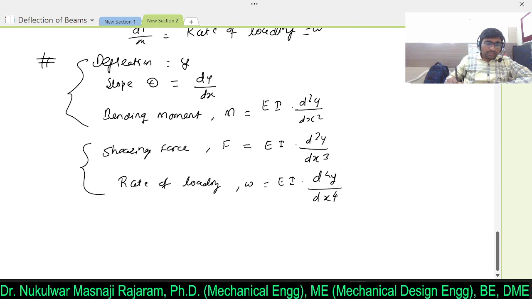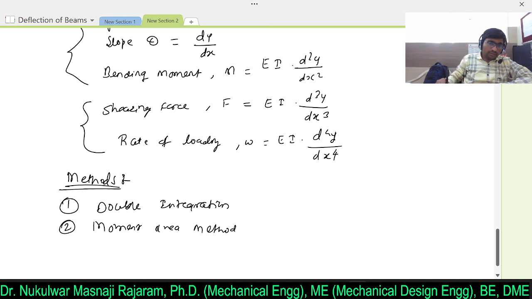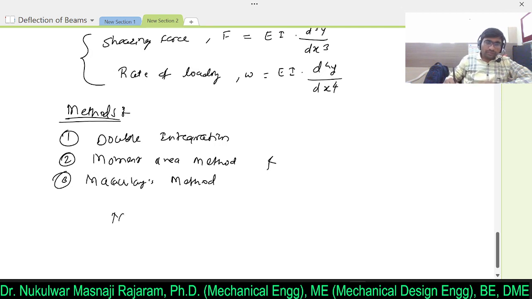Now there are different methods for determining the slope and deflection at any section. Clear? I will write the names only and we will discuss them later on. The first method is the double integration method, through which we can evaluate the deflection and slope at any section. The second method is the moment area method, and the most important and simple method is the Macaulay method.